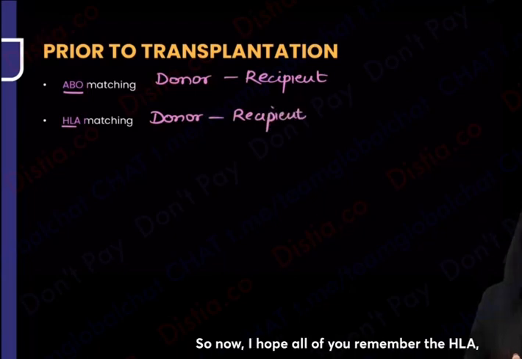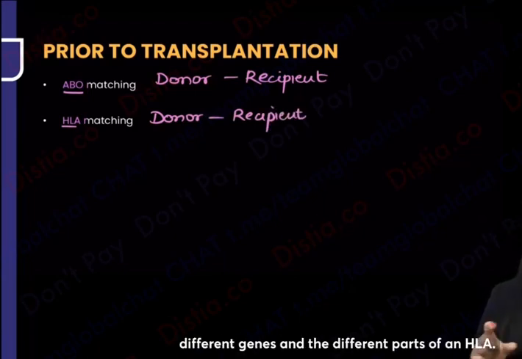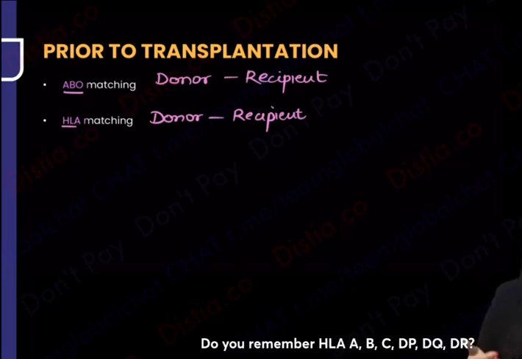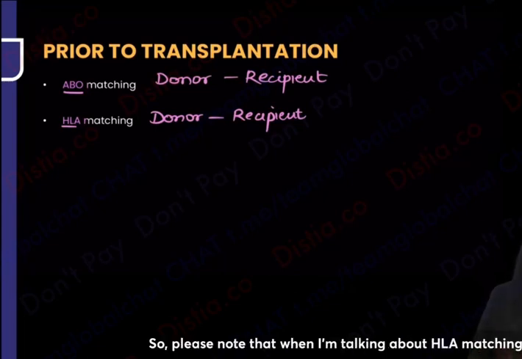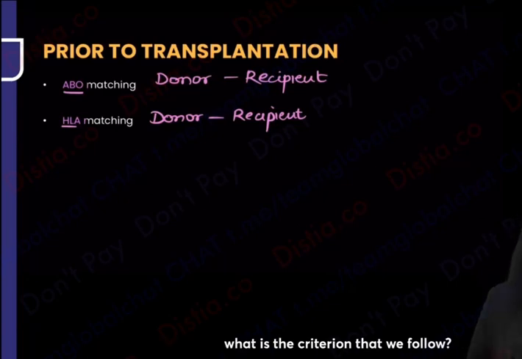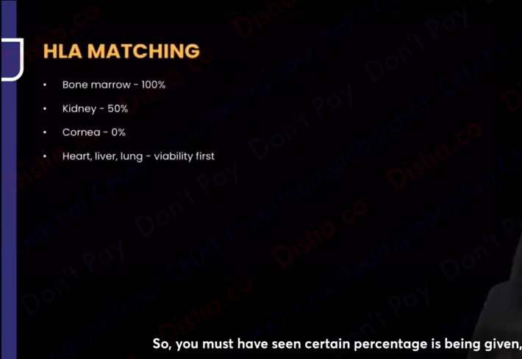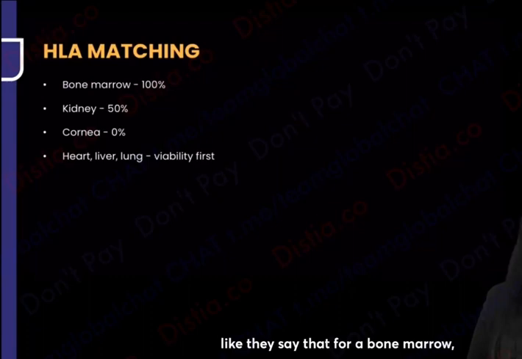Now, I hope all of you remember the HLA, the different genes and the different parts of an HLA. Do you remember HLA A, B, C, DP, DQ, DR? All of this we've done in the initial part of immunology. So please note that when I'm talking about HLA matching, what is the criterion that we follow? You must have seen certain percentages being given. Like they say that for a bone marrow, there should be 100% matching that you have to go for.